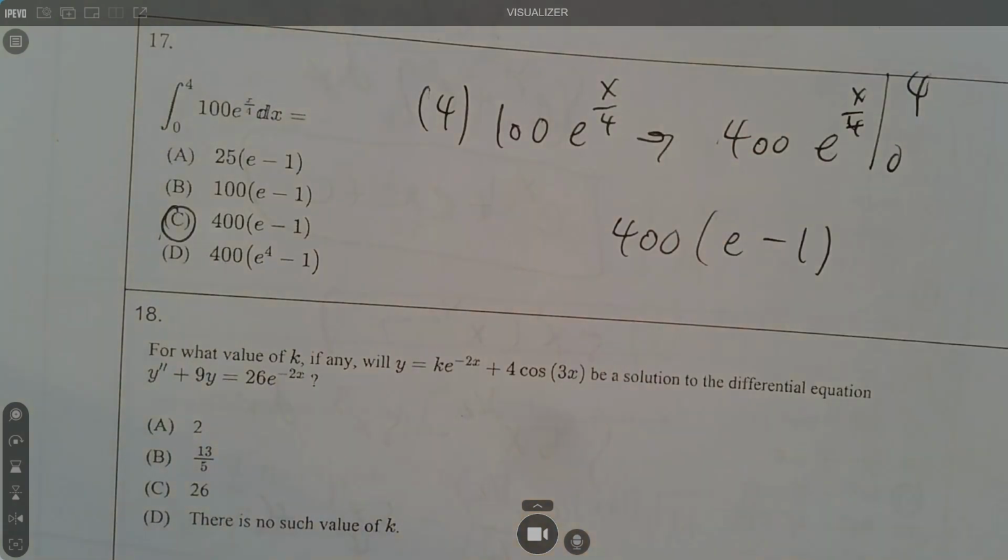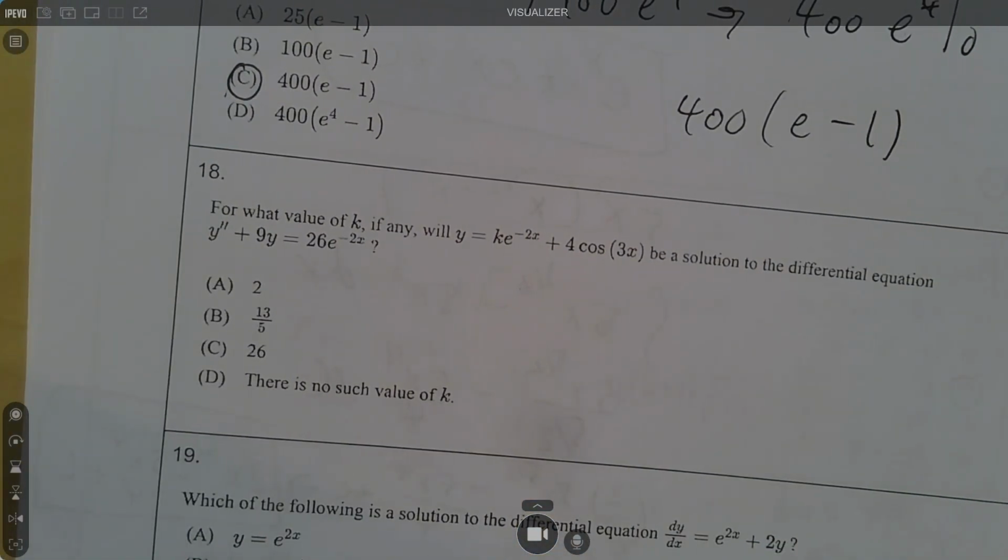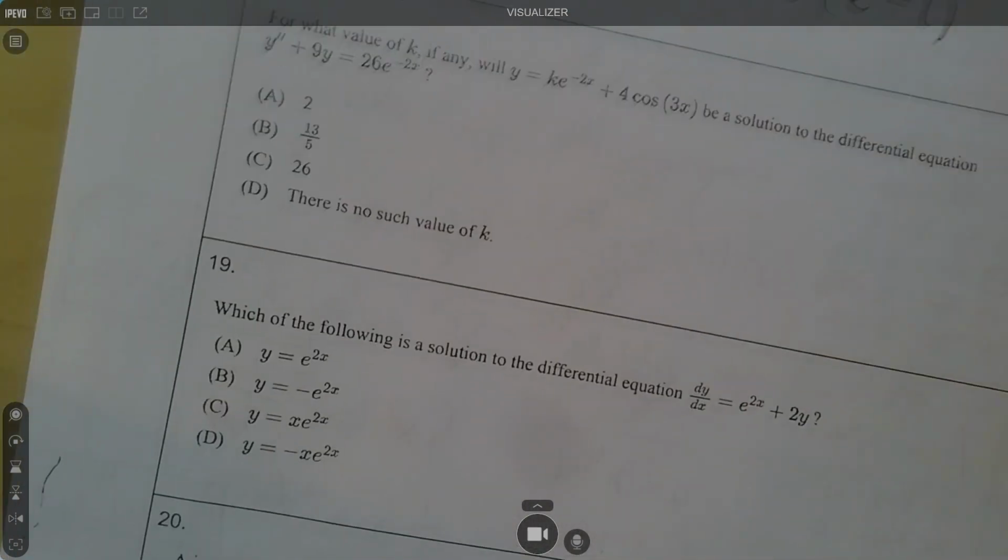See? Alright. We're done with u sub, thank the Lord. We're done with integration. We're done with it.